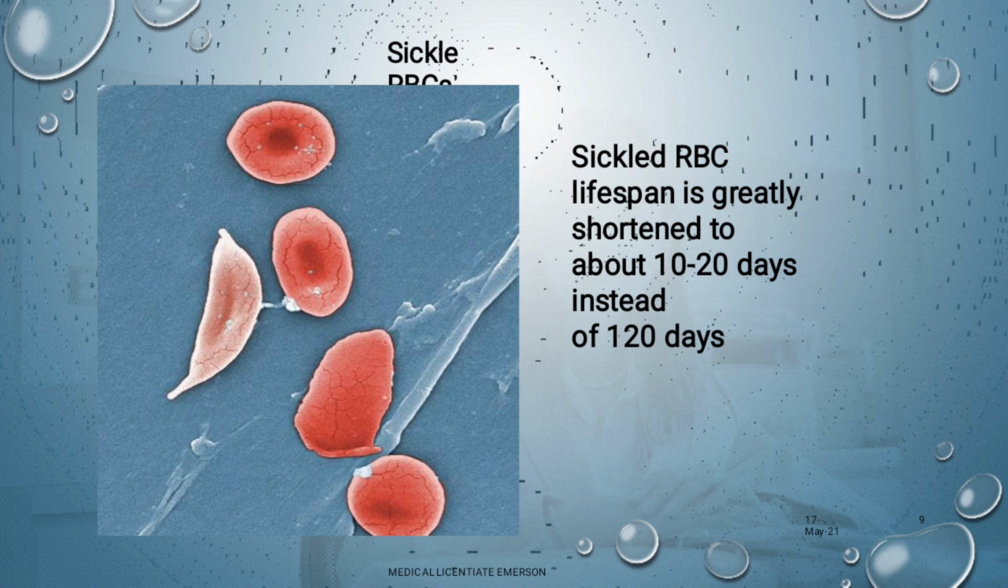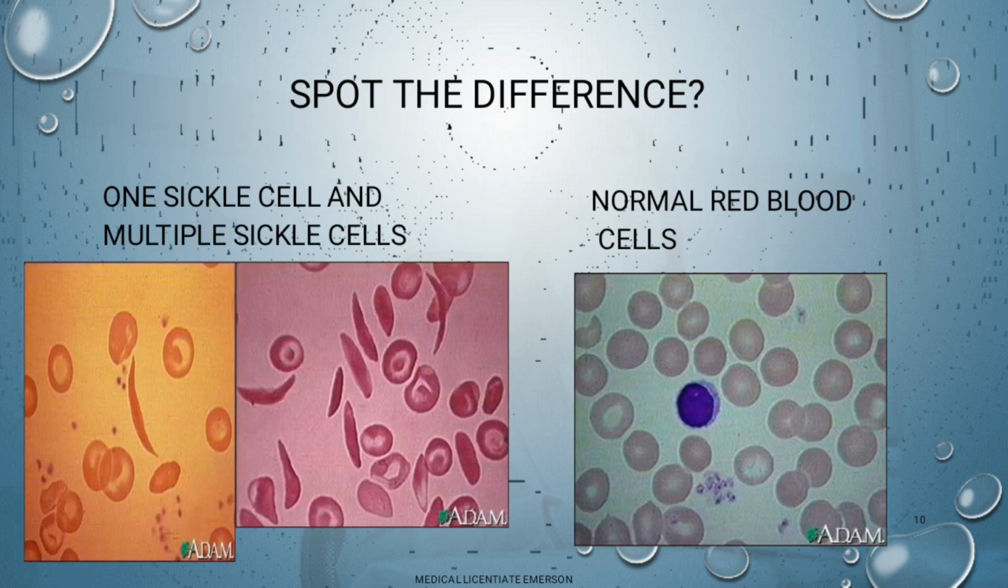Okay, so the sickled RBC lifespan is greatly reduced, about 10 to 20 days instead of the usual 120 days. And from here you can spot the difference: in this picture you have normal red blood cells, but in this picture there is one sickle red blood cell, which is here. Then we have multiple ones, here and here, as well as this one. Okay, those are the things you have to consider.